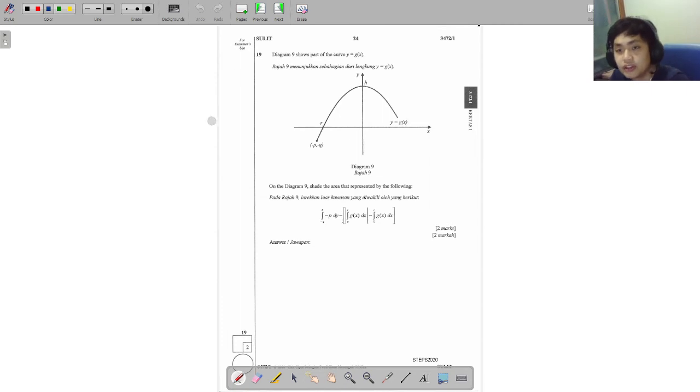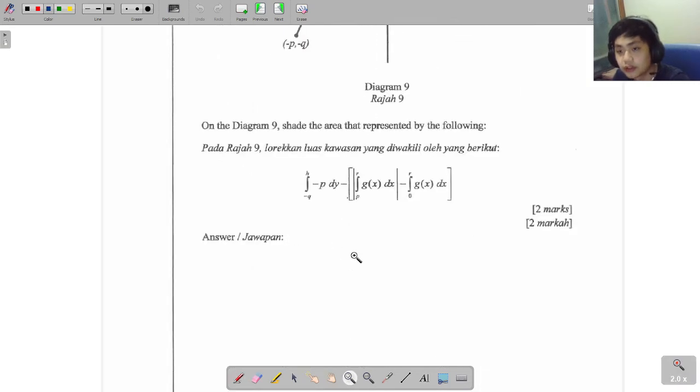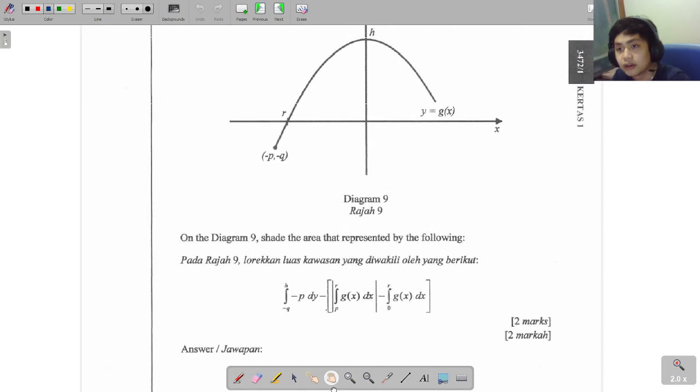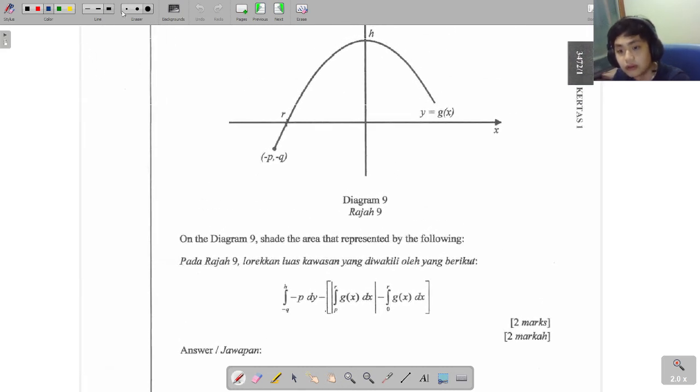So diagram 9. Diagram 9 shows part of the curve y equals g(x). On the diagram 9 sheet, the area that is represented by the following. Okay, that's a bit small. Need to zoom it in. Oh, there we go. Okay, maybe like this. Okay, yeah, that's good.